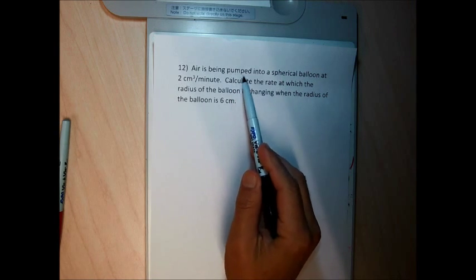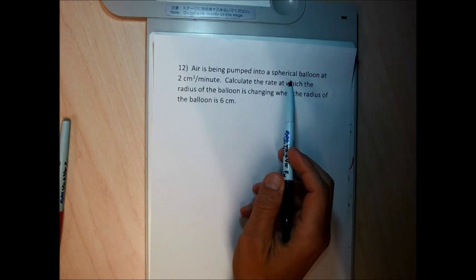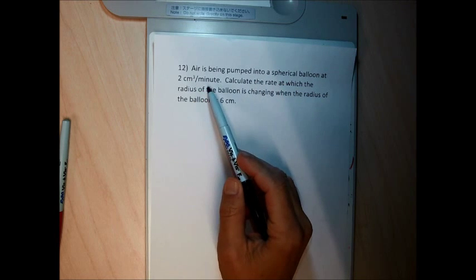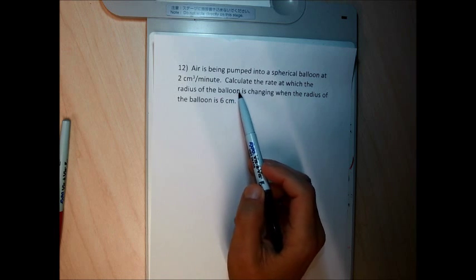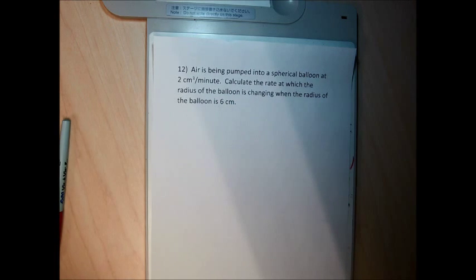It says air is being pumped into a spherical balloon at 2 centimeters cubed per minute. Calculate the rate at which the radius of the balloon is changing when the radius of the balloon is 6 centimeters. That's a pretty monstrous problem and a pretty hard diagram to draw.